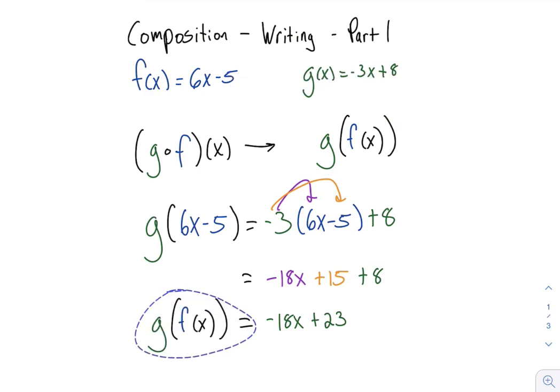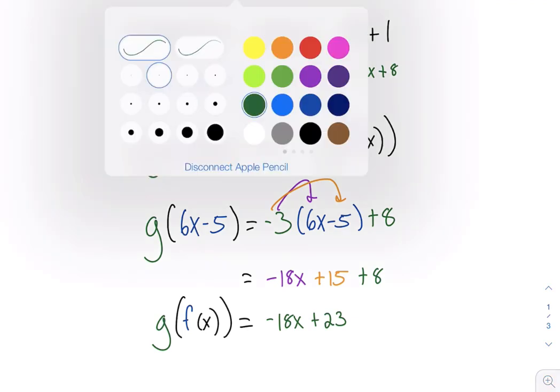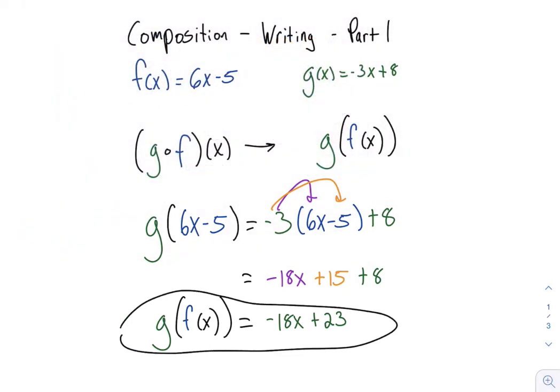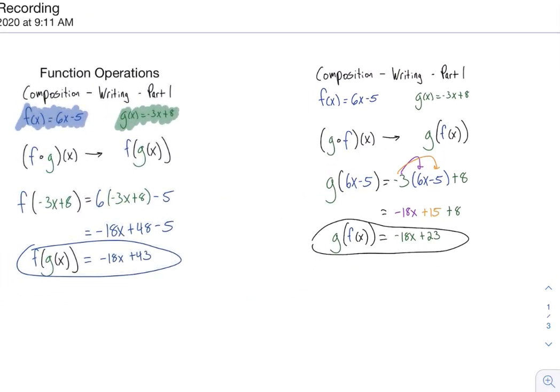And if we zoom out here, we can see that these two compositions are not the same. g of f of x is negative 18x plus 23, but f of g of x is negative 18x plus 43.